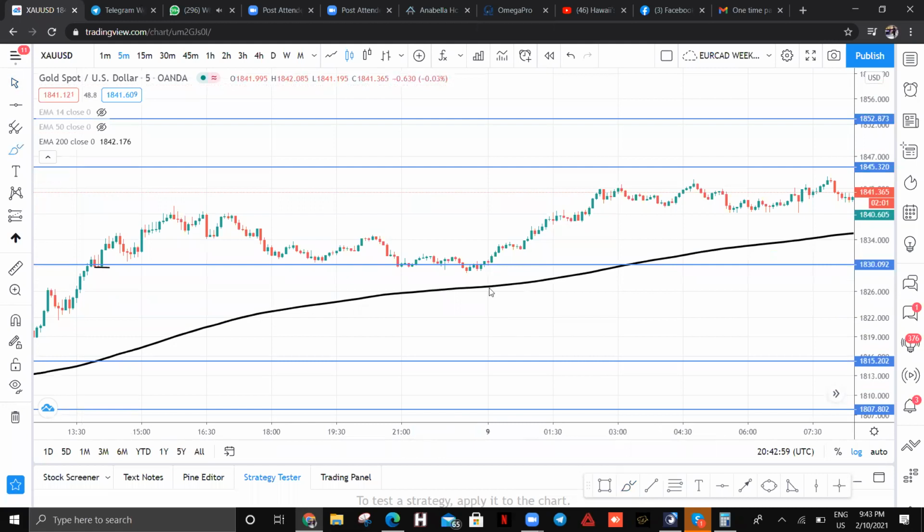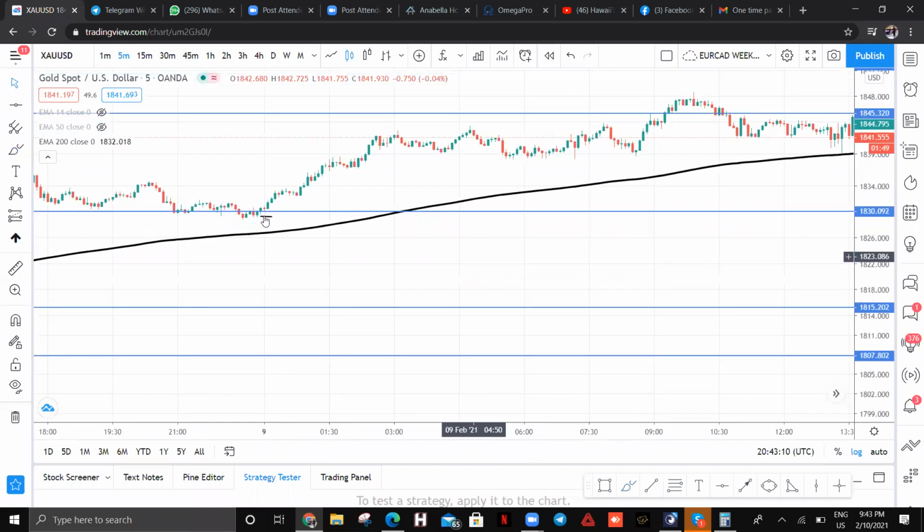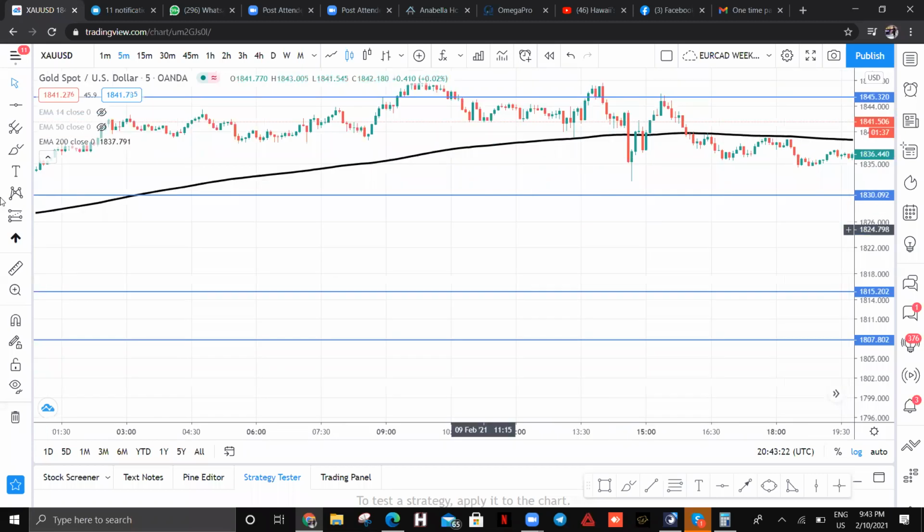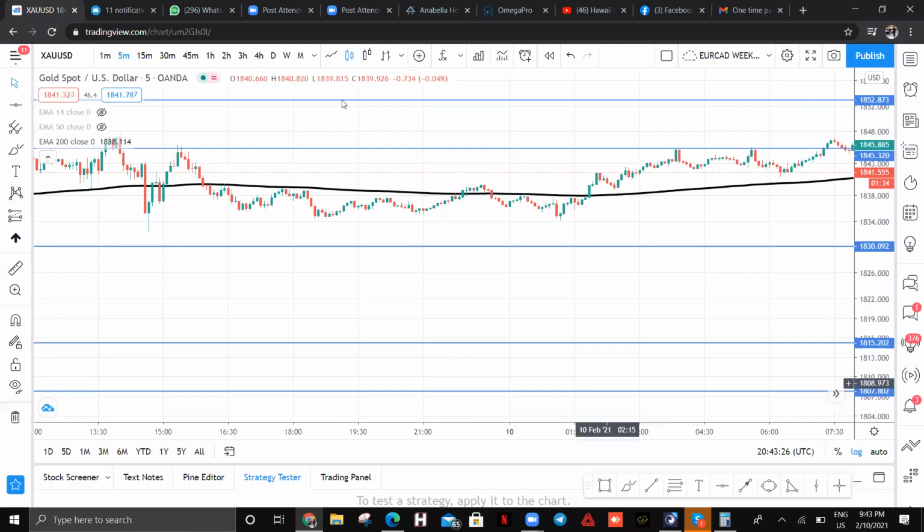My stop loss was here, and my take profit was 1845. Yeah, 1845. So this was it here. Stop loss very tight at my take profit here. My 200 EMA was still here, showing me that the indication for buy is still intact. I just took this sell, this particular sell.